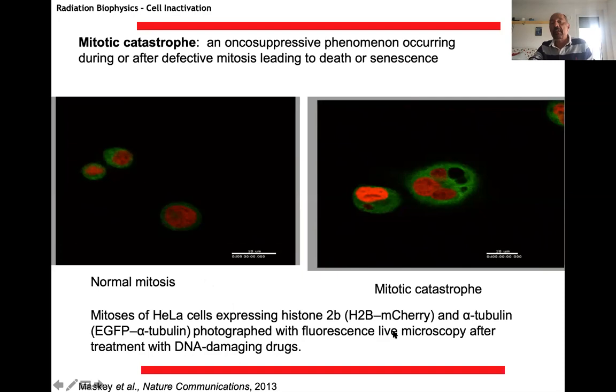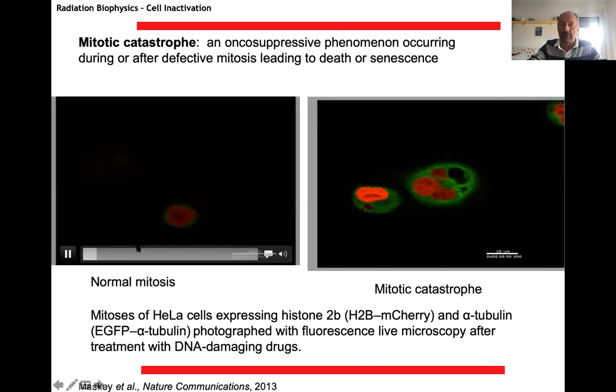So this is live cell microscopy after treatment with DNA damage. It's not really radiation here, but it will be the same with radiation. So in this movie, you can see a normal mitosis.